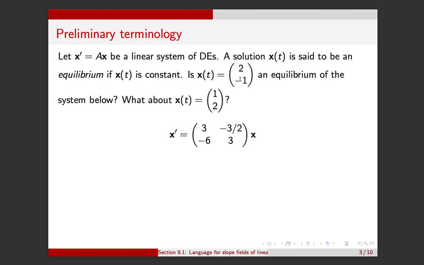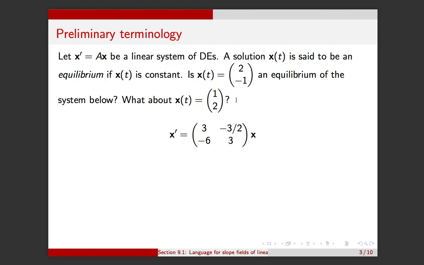So in order for this to be in equilibrium, it would need to be a solution of the system, which means I would have to be able to substitute it in and get something true. And similarly for this one. This also, to be in equilibrium, I'd have to be able to substitute it in and get something true. So what I want you to do is pause the video and see which, if either of these, are equilibria of the system.